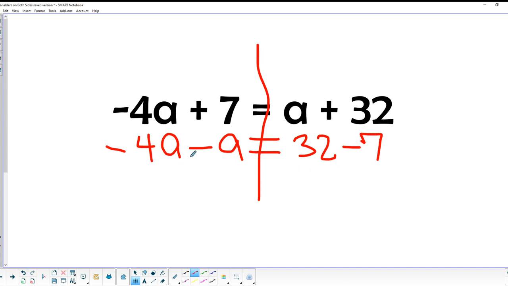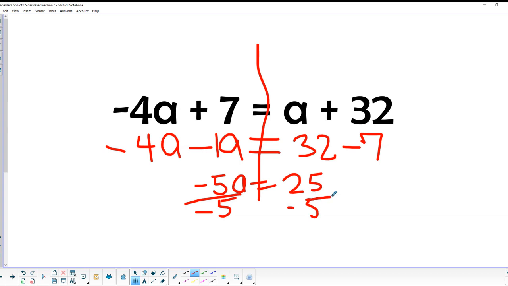And negative 4a minus 1a combines together to give us negative 5a. And then when we do 32 minus 7, we end up with 25. So we divide both sides by negative 5. And then that results in a final answer of a equals negative 5.